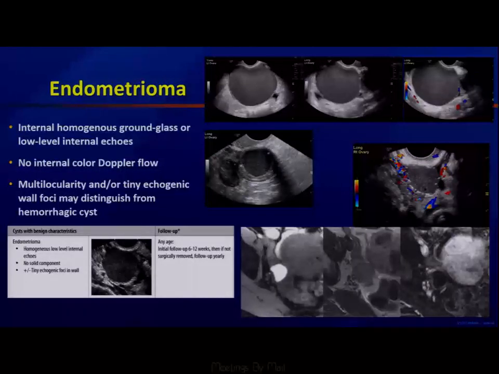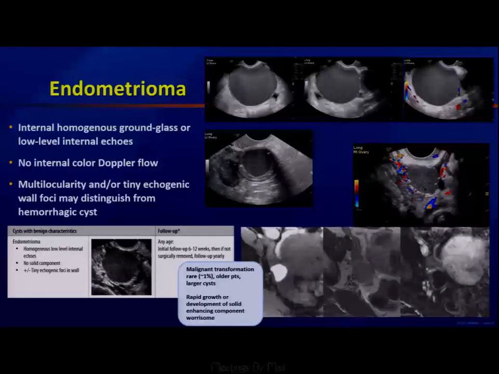We do follow them up at the initial identification to try to convince ourselves that this is not a hemorrhagic cyst masquerading as an endometrioma. Here's a case where we had an MRI correlate showing that bright, homogeneous T1 hyperintensity, a T2 dark appearance, and on a subtraction post-gadolinium, no internal enhancement.